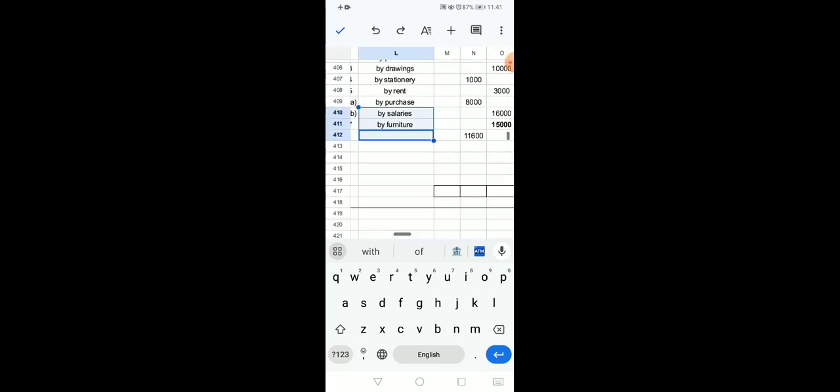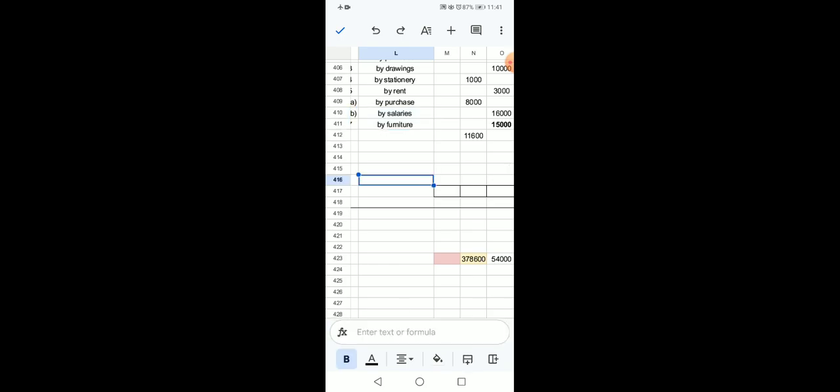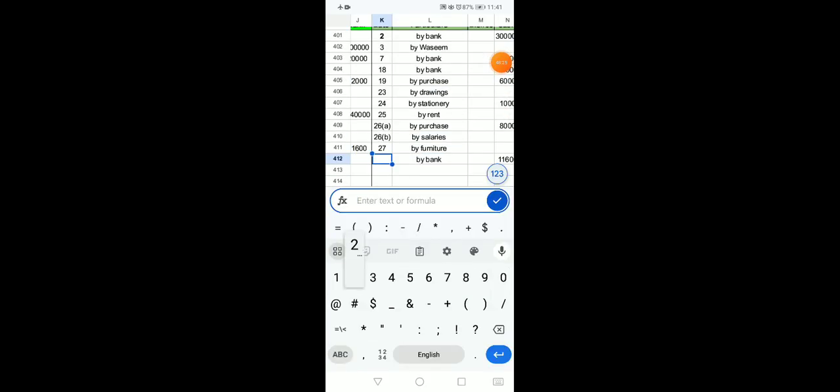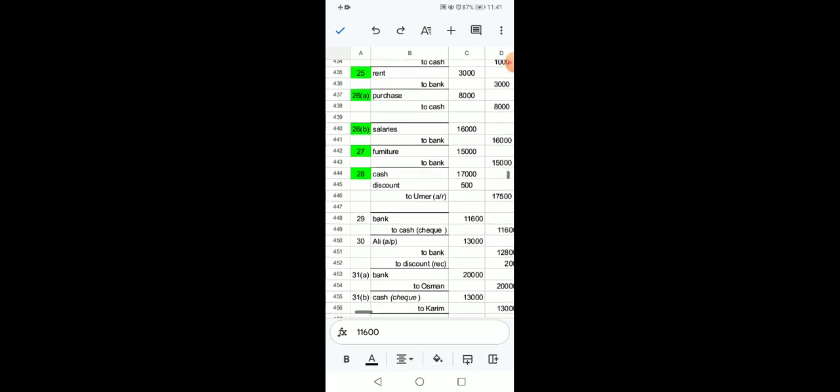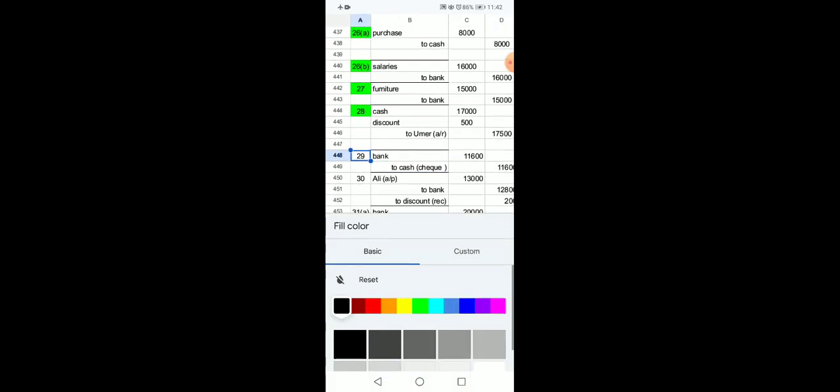So put your date 29 over here. 29 was having two entries. You have credited your cash and debited your bank. Both aspects have been posted in the ledgers, bank and cash. It means entry 29 has been completed. Mark it as done.